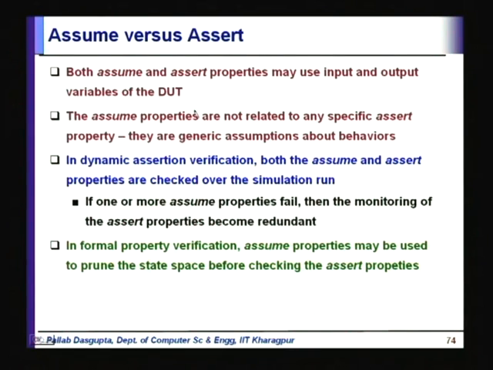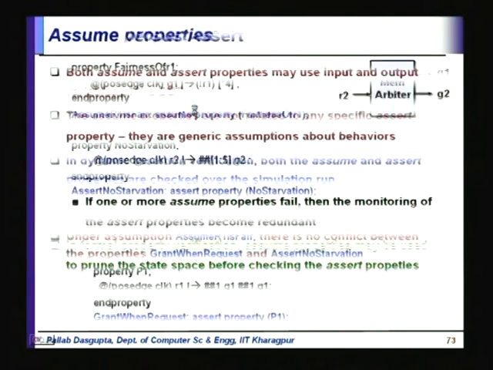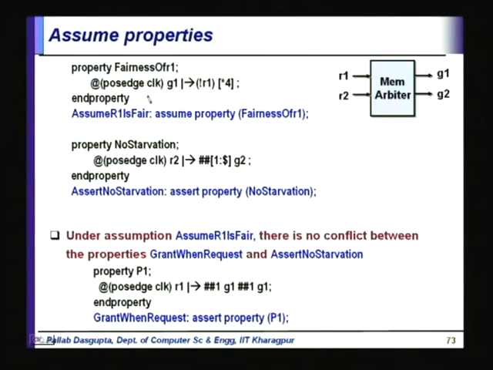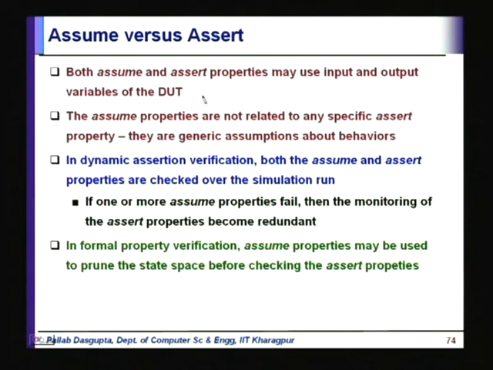Both assume and assert properties may use input and output variables of the DUT. So, you can see that here this was an assumption, but then G1 is an output of the DUT, R1 is an input of the DUT. Right. So, it is not the case that assume properties must be only on the environment variables, that it should be only on the inputs, not necessary, right.